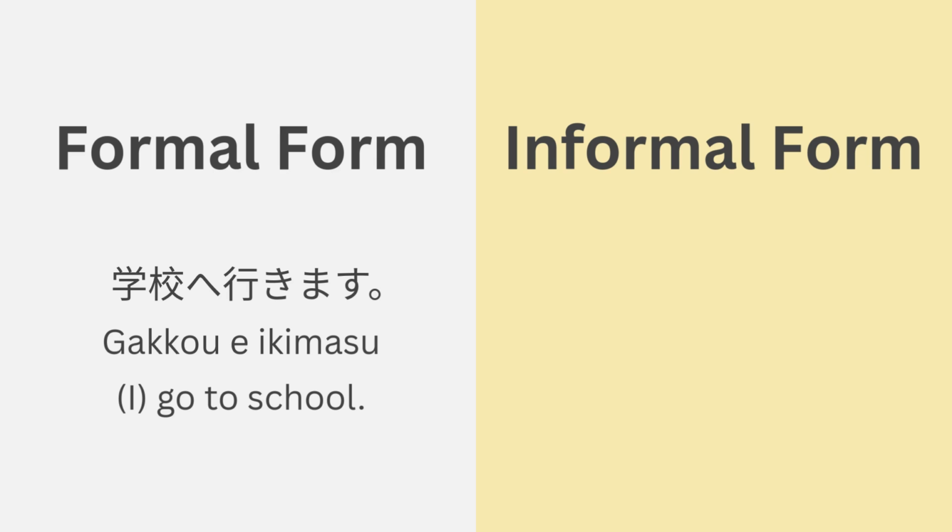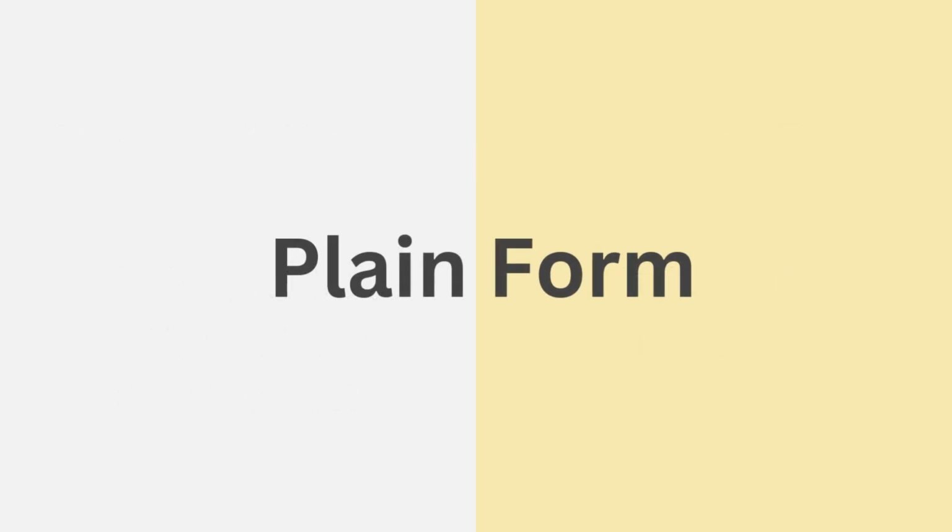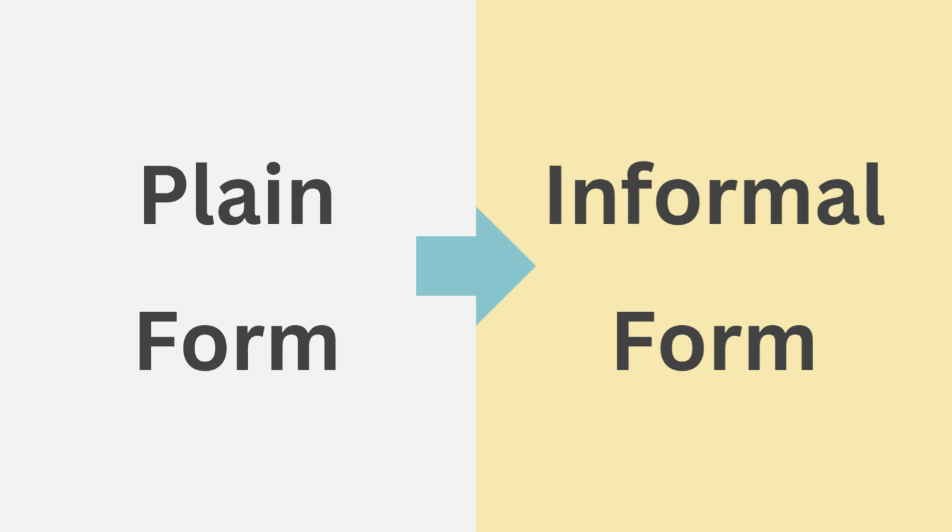All you have to do is keep the masu form of the verb for present tense. For the informal form, 学校へ行く. This is the informal form of the present tense. This verb form is called the plain form. Plain form is used with the informal form. We are not learning today about informal and formal forms in past tense.